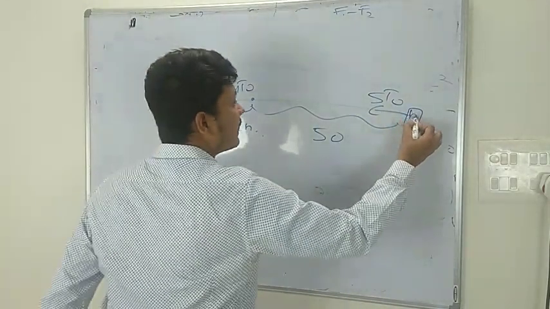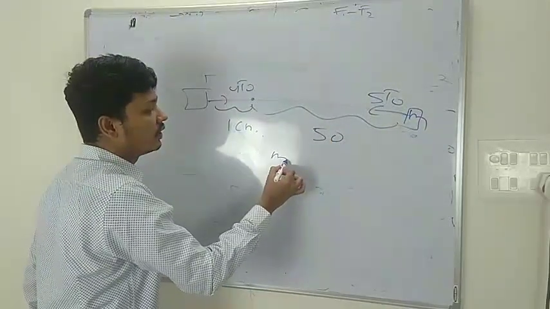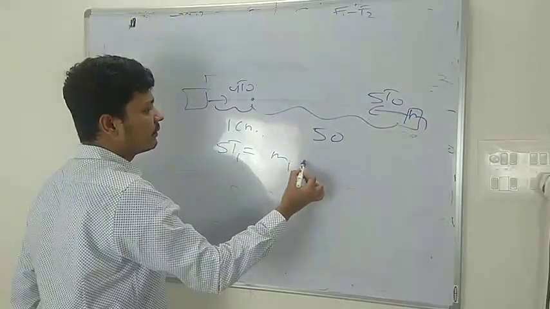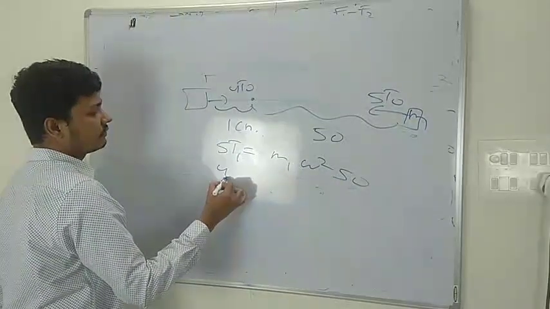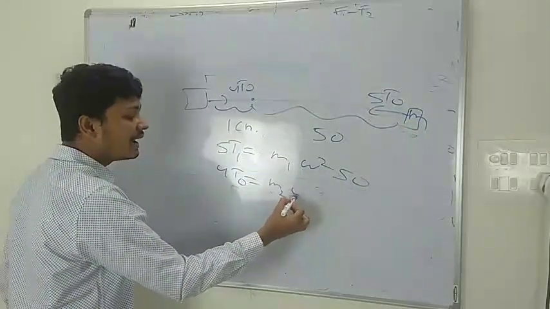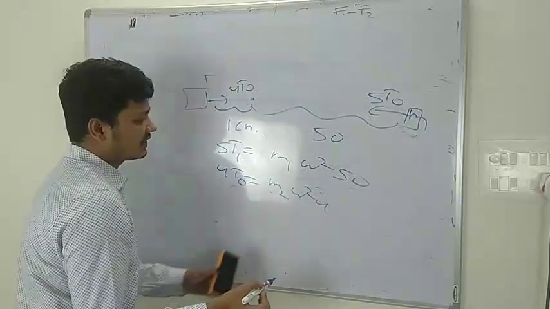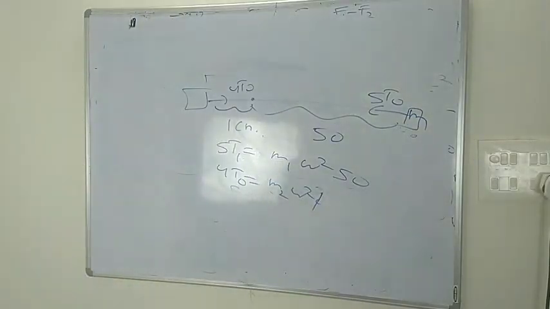So omega is the same. What is the value of tension? 5T0 is equal to m1 omega square 50, okay, and 4T0 is equal to m2 omega square 1, since 1 centimeter means 1. So divide it and get it. Next question, 21.